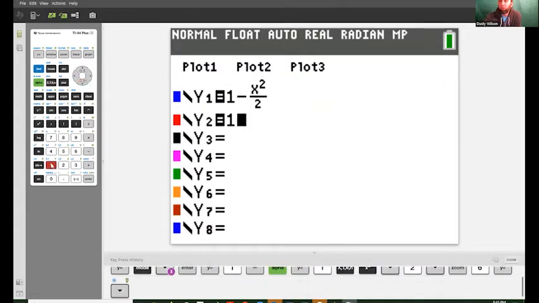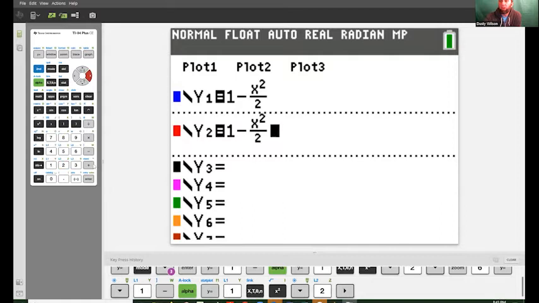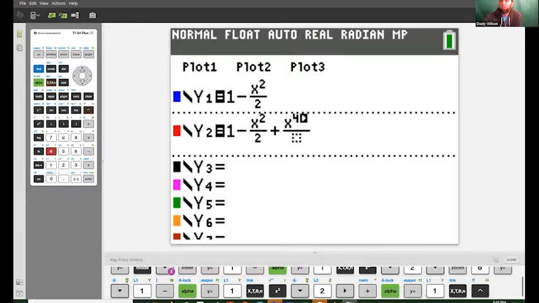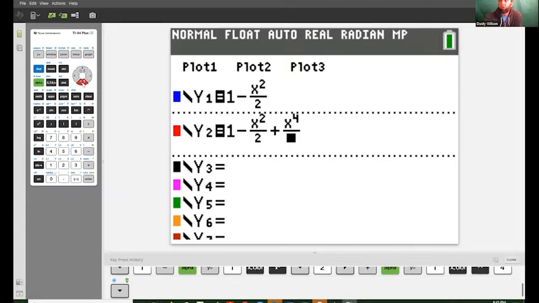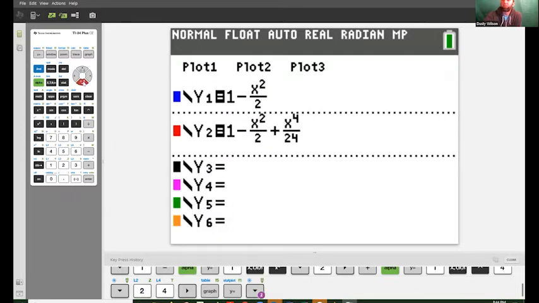So it would be 1 minus the fraction x squared over 2. And then we're going to add a new fraction, which is going to be x to the 4th over 4 factorial, that was the 24. Okay, so the blue one's here in the middle, and then the red one kind of curves. Interesting. Let's do another term.